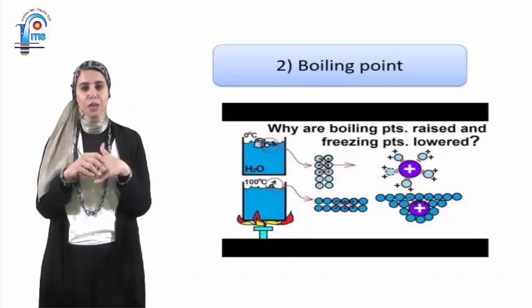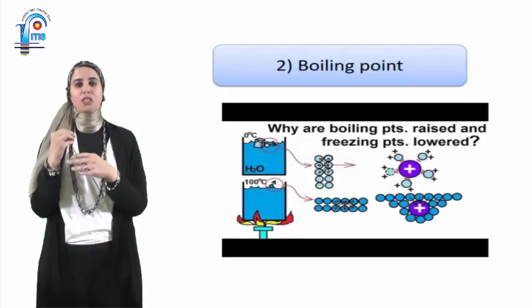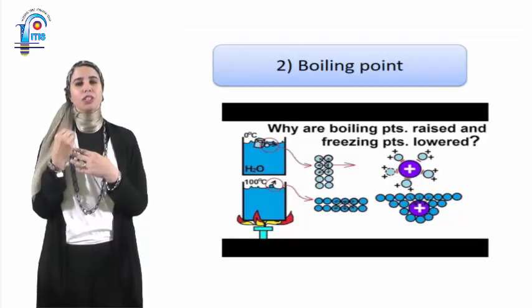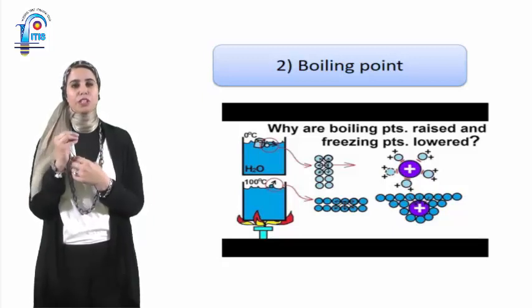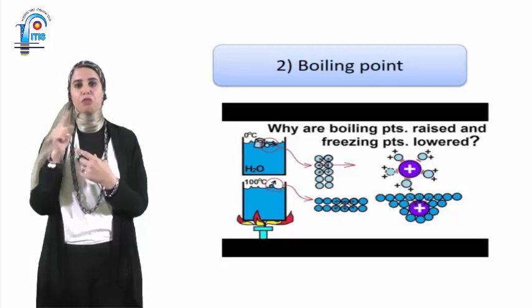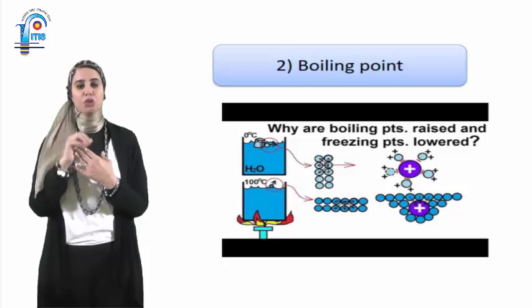Now we're going to talk about the boiling point. What is the boiling point of water? The boiling point of water is 100 centigrade. What is meant by the boiling point of water is 100 centigrade? This means that the water molecules start to move, gaining kinetic energy, and so it will change from liquid to vapor. This is the boiling point of water.